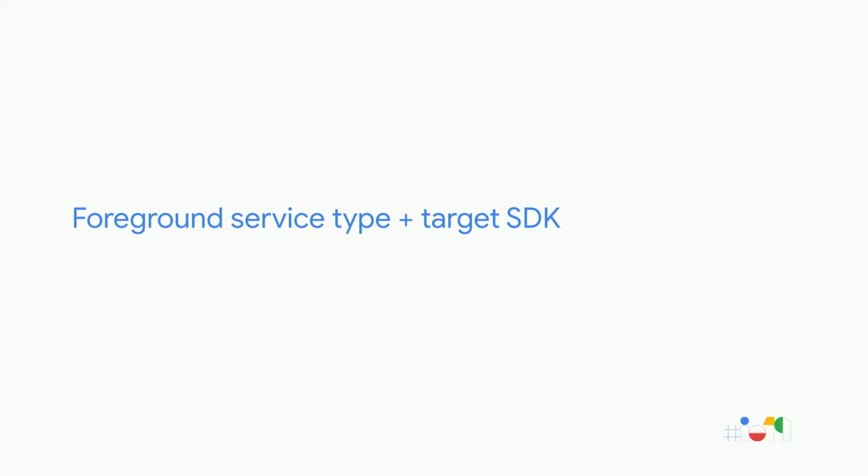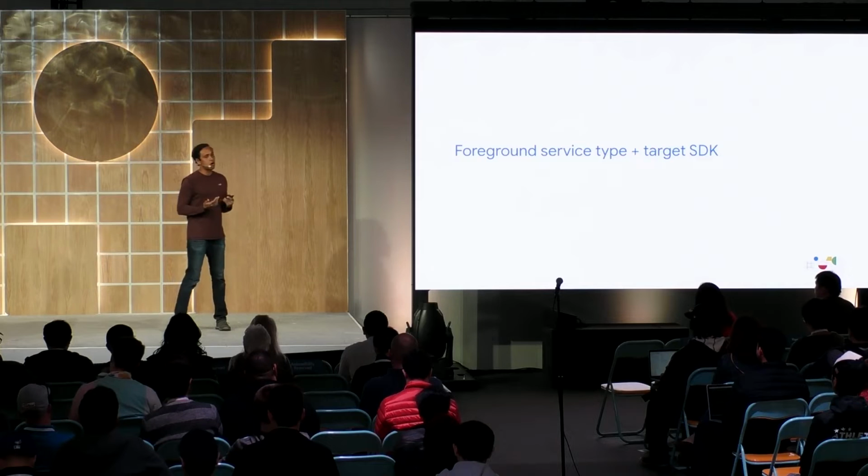Now, this change is for all apps, irrespective of the target SDK version. In other words, apps need to declare foreground service of type location in the manifest if the app wants to access location when running a foreground service, and the app has either only requested while in use permission or the user has only provided while in use permission to the app.